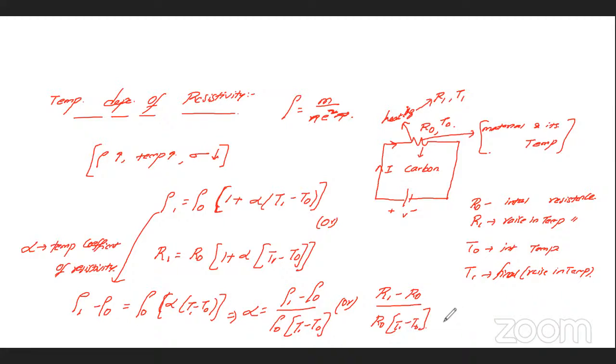Let's look at its unit. It is ohms divided by R naught, again ohms, and temperature is in degree Celsius. What will happen? Ohms will get cancelled, so the degree Celsius will be inverted. So degree Celsius inverse is the unit for your coefficient of resistivity alpha. Remember, without any doubt.